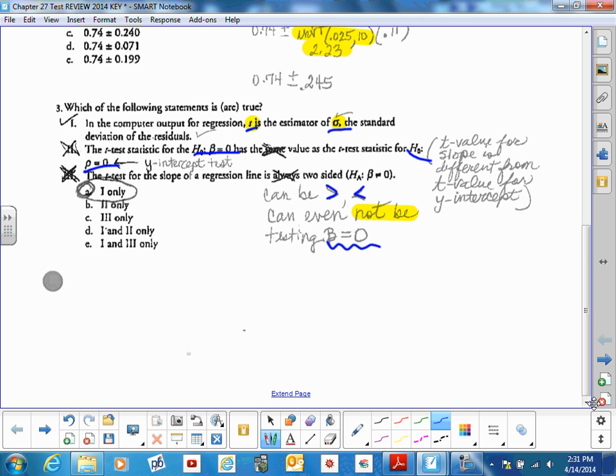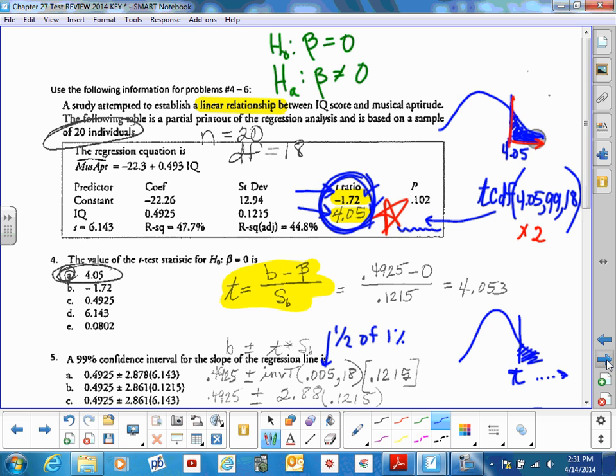So you could even have a situation where you test something against a slope of 6, or whatever it is that the business has historically had. Okay? So, therefore, 1 is the only true statement. All right.